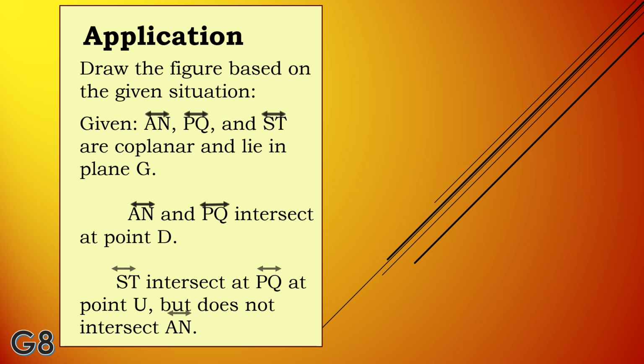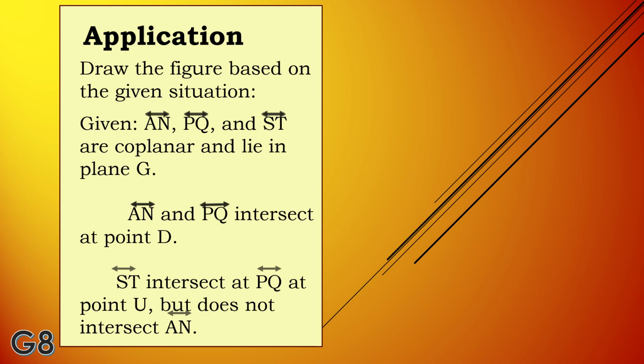And that ends our discussion for today. So let us apply what you have just learned. On your paper, draw the figure based on the given situation. The given is line AN, line PQ, and line ST are coplanar and lie in plane G. Line AN and line PQ intersect at point D, and line ST intersects line PQ at point U, but does not intersect line AN.